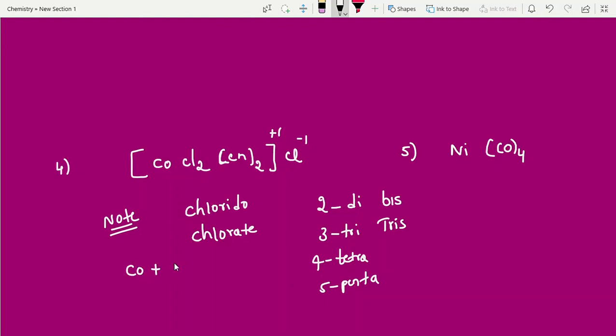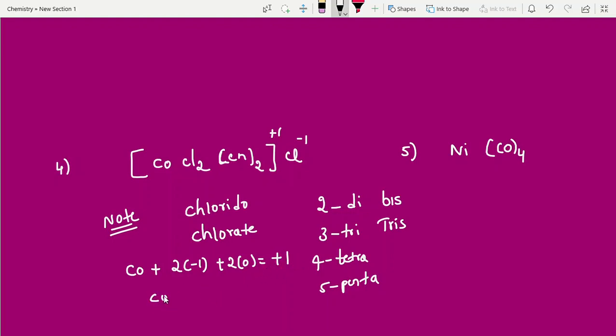Cobalt plus 2 into -1, 2 into -1; this is a neutral ligand, this is a neutral ligand. So plus 2 into 0 equal to the charge +1. You can write like this, or else you can write 2 into 0 plus 1 into -1 equal to 0. Like that also you can calculate.